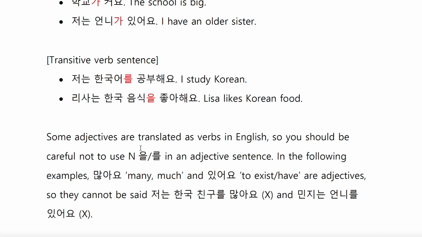Some adjectives are translated as verbs in English, so you should be careful not to use something 을 or 를 in an adjective sentence. In the following example, like 많아요, 그러면 많아요 is an adjective, many or much. 그 다음에 있어요, 그러면 to exist or have, but in Korean, it is an adjective. They are adjectives, so they cannot be said like 저는 한국 친구를 많아요. This is wrong. 민지는 언니를 있어요 is wrong.